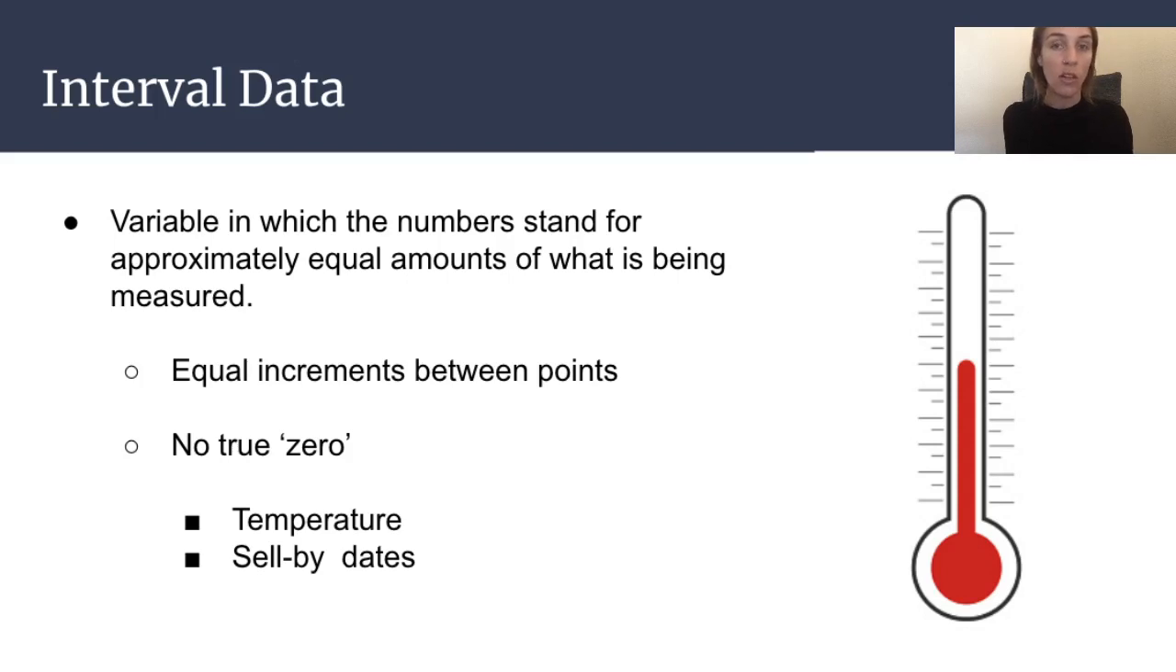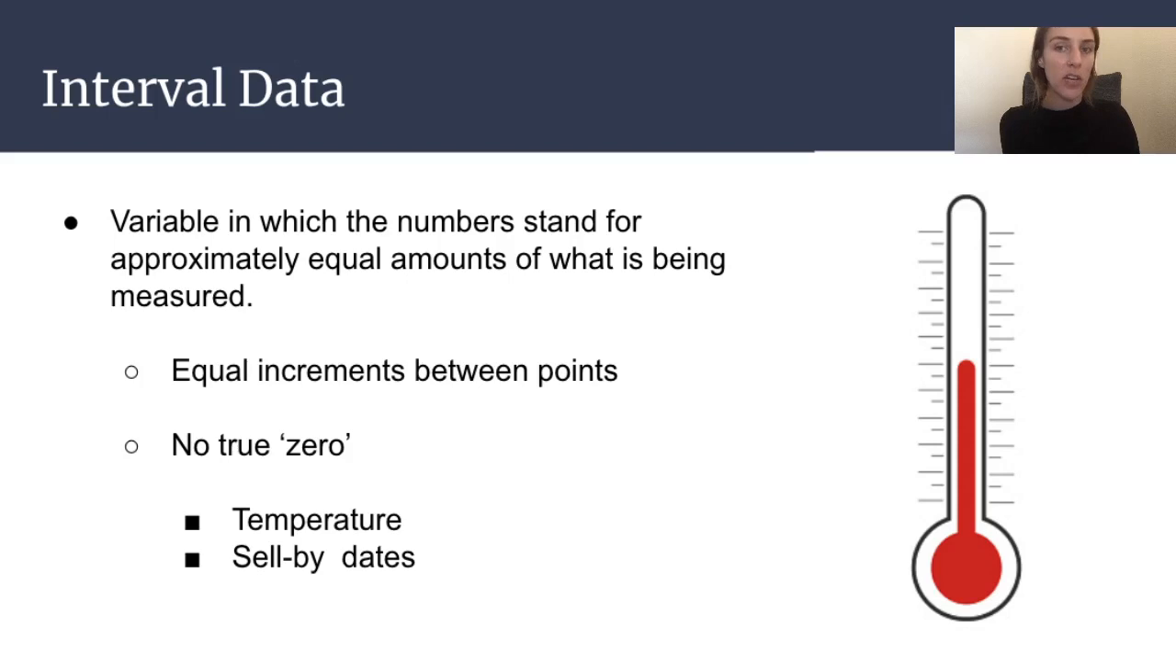we have what we call interval data or equal interval data. It means that the variables have values attached to them, or numbers, that stand for approximately equal amounts of what is being measured. Okay, so this is new from what we had before. There are equal distances between points on this measurement. And there's no true zero, okay? So just hang on to that for a minute. We'll talk about that on the next slide as well. No true zero, and equal increments between points.